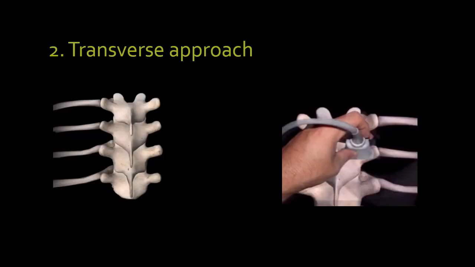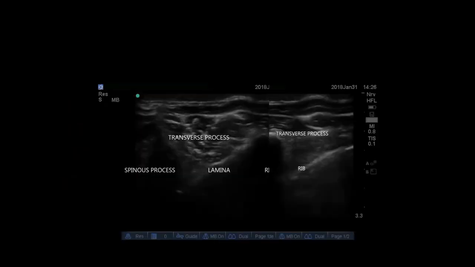In this approach, the probe is placed transversely 3 cm lateral to the spinous process to scan the transverse process. From midline to lateral, spinous process, lamina, transverse process and rib are visualized. Let's see the screening video.